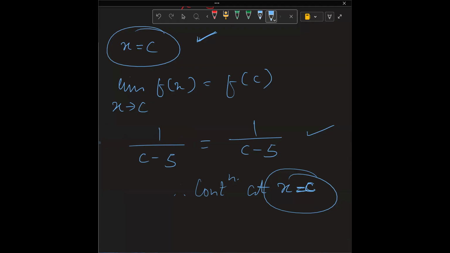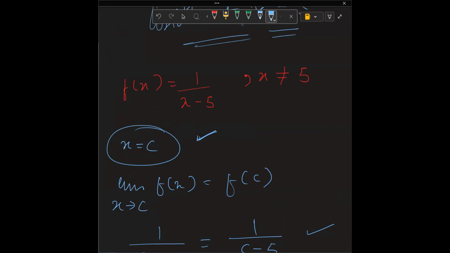So is it continuous? Yes, this is continuous. Sir, in this third question, do we have to find that they are continuous? Yes, what I am saying is you have to check whether the function is continuous or not. In all the questions we have done so far, we have checked whether the function is continuous or not. Sir, it is continuous.